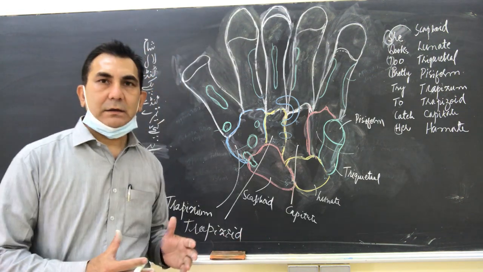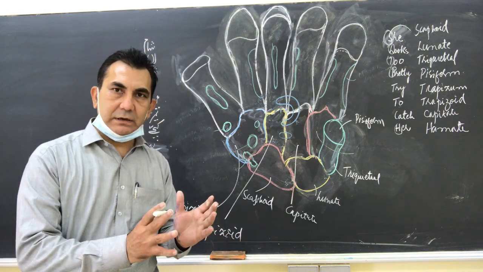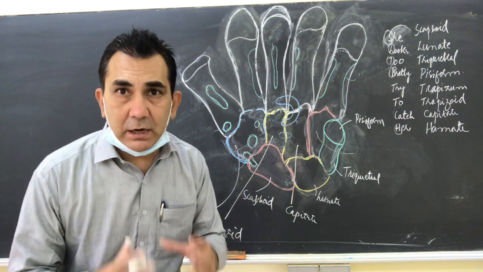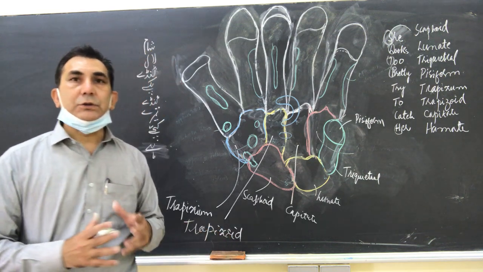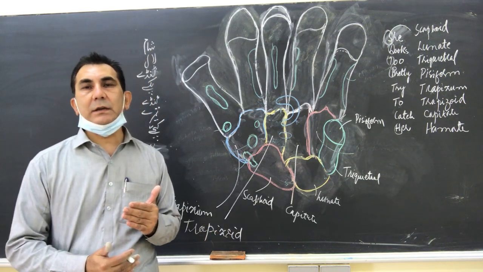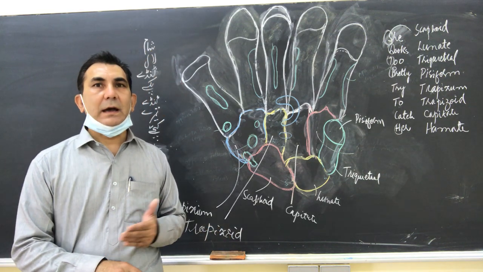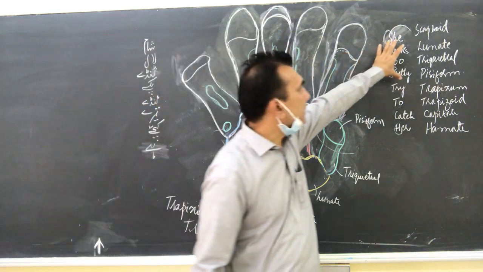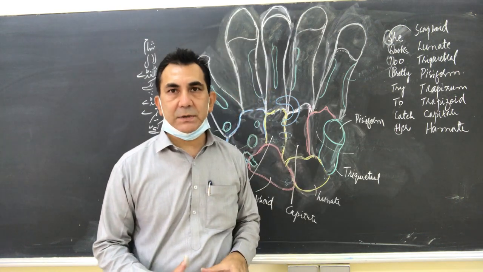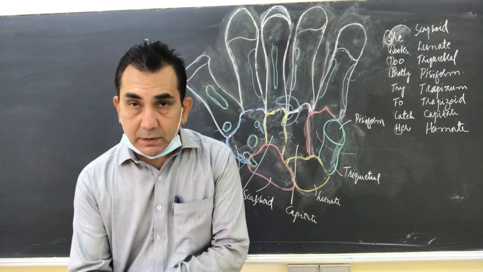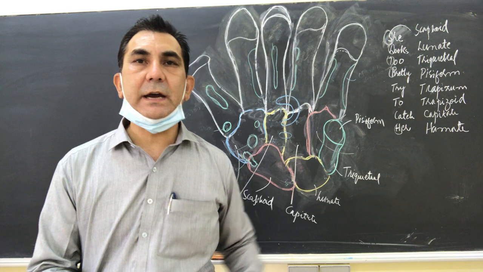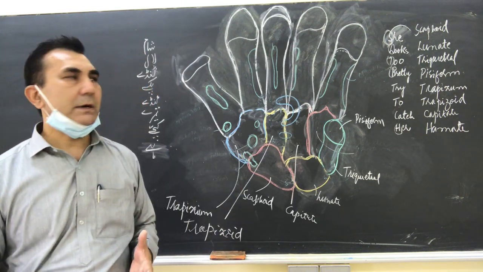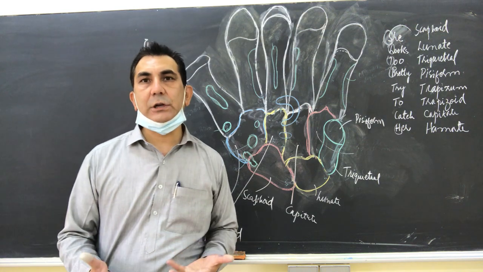So the wrist joint is situated with these small bones in two rows. The first row is the proximal row, which consists of four small carpal bones. From the lateral side going to the medial side, the first bone is called the scaphoid, and the second carpal bone is called the lunate.